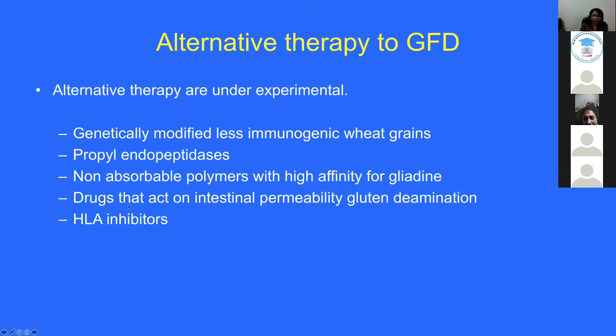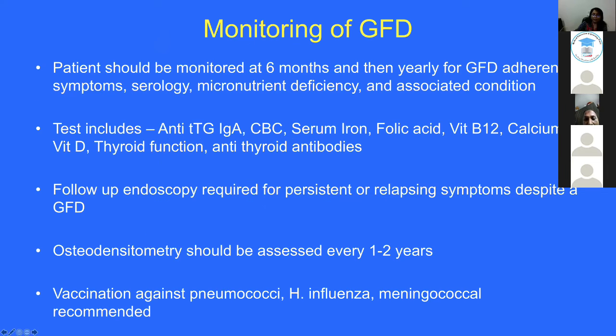We are in the phase of developing drugs that can act on small intestinal permeability and the gluten deamination step. We are in the process of developing HLA inhibitors as a gene therapy, and some other drugs are being developed, but all these are still experimental. So until these things are available, we need to put the patients on a gluten-free diet.